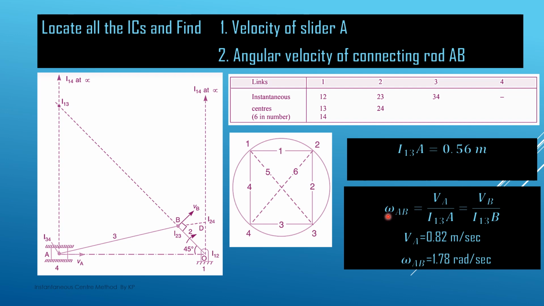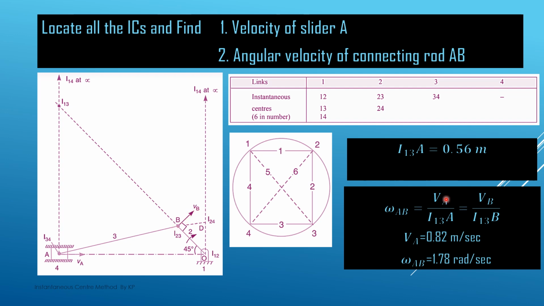Now if you want to find the value of omega, we have to find the angular velocity omega of link number 3, the connecting rod. This is the velocity of the slider, VA divided by I13A, because this IC I13 belongs to this slider as well as this link 3. So VA divided by I13A is the omega of AB, and this is also related to the point B. So this is VB upon I13B. We join I13B and draw a line perpendicular to this one. So this is the velocity of this B point here.